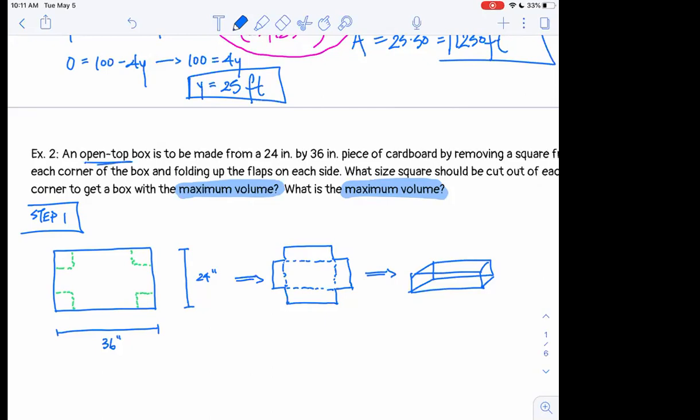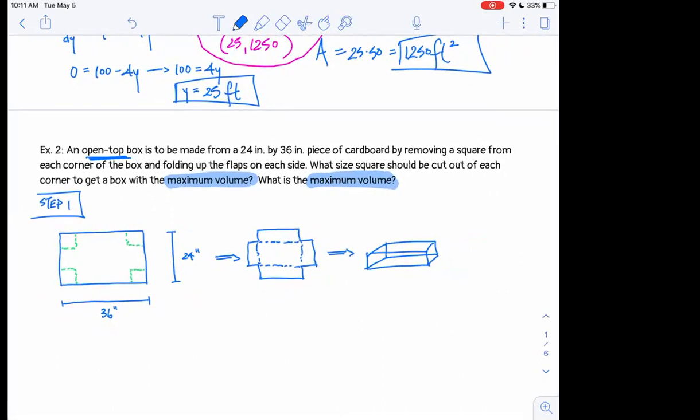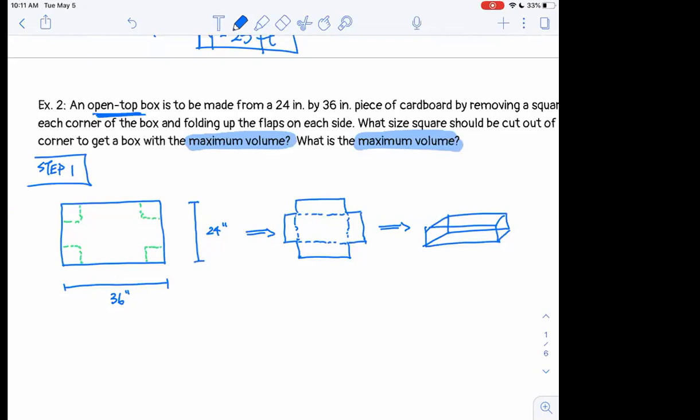Now they say specifically that this is an open top box, meaning it's like a shoe box, but you took the lid off. Or it's like those storage containers, but you took the lid off. Okay, so there's no top to this box. There's only a bottom and 4 sides. All right, any questions on the diagram so far? Okay. So let's move on to step 2 then.